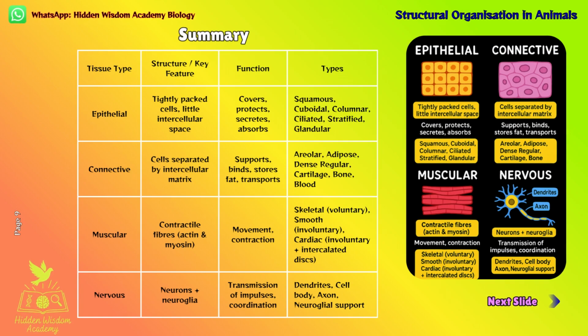Let's quickly summarize what we learned. Epithelial tissue covers and protects, and their types are squamous, cuboidal, columnar, ciliated, stratified, glandular. Connective tissue supports, binds, and transports, and their types are areolar, adipose, dense regular, cartilage, bone, blood. Muscular tissue enables movement, and their types are skeletal, voluntary; smooth, involuntary; cardiac, involuntary plus intercalated discs. Nervous tissue controls and coordinates, and their components are dendrites, cell body, axon, neuroglial support. Remember these four basic tissues and their functions. They are often asked along with organs and systems.